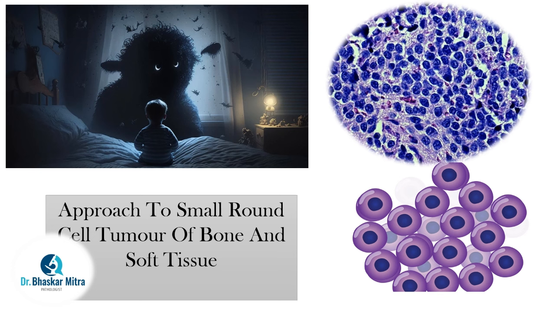So it is mainly the approach to small round cell tumors of the bone and soft tissue. As a resident of pathology, I always found it very difficult and a nightmare for every pathologist to detect which type of small round cell tumor it is, because all look very undifferentiated. Whenever this type of slide comes to us, we always have nightmares. Tomorrow, what diagnosis will we offer? Now, there is a general approach to these small round cell tumors.